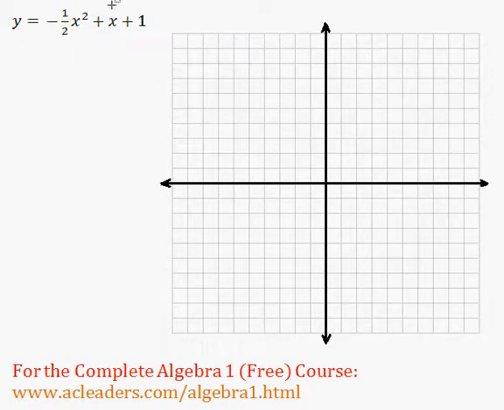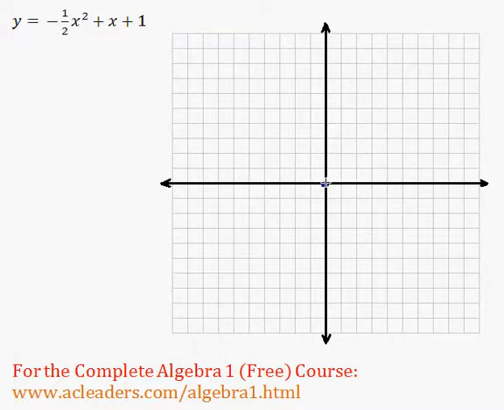Okay, so we want to sketch the graph of y equals negative half x squared plus x plus 1. And I'm going to go slow on this one and actually get started by graphing y equals x squared first. And why is that? Just because I want to explain why we're going to have the shape that we do for negative half x squared.